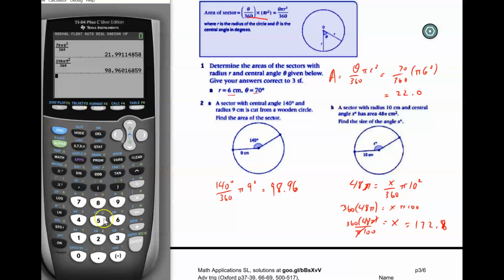Okay, so 360 times 48 divided by 100. Oops, that was divided by 10. We've got to divide by 10 more because we're supposed to divide by 100, not by 10. 172.8. Okay. All right, that was for page 2.